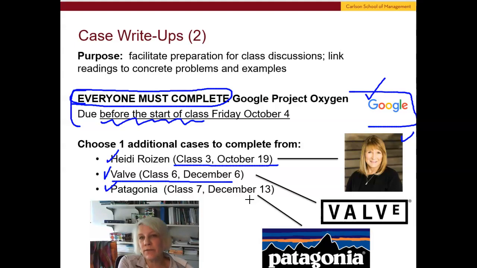You're all going to get the first one done at the beginning of class, the Google case. Then there's the Heidi Roizen case, available in the middle of the semester, and then there's two at the end. If you're going to put this off, you might want to think about at least reading it now when things aren't quite as busy, and maybe taking some notes and getting a little draft prepared early on if you're thinking about waiting to do one of these last two, because trust me, December will be busy.